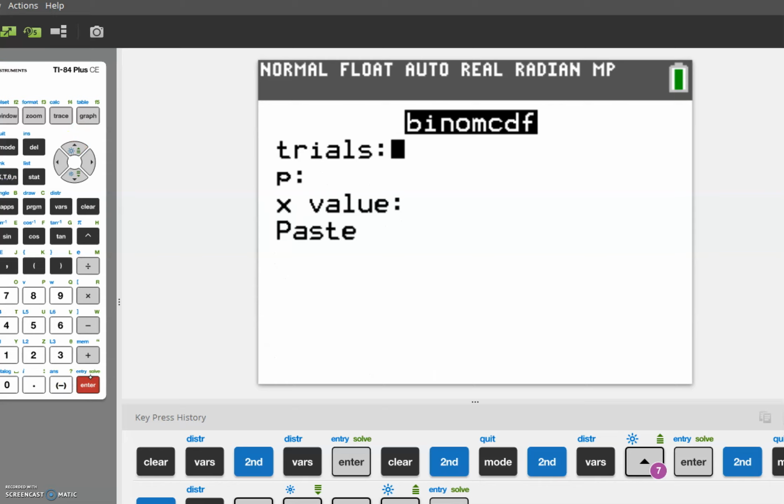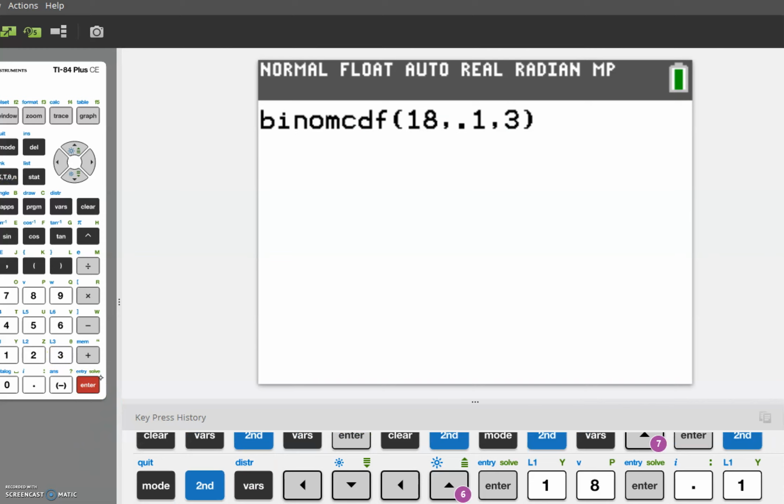We need to enter in our n, the number of trials, which is 18. The value of our probability of a success, 1/10, or the same as 0.1. And what is the x value in our problem? In our problem, it is 3. And then I will hit paste and then hit enter. I'm going to round my answer here to 4 decimal places.